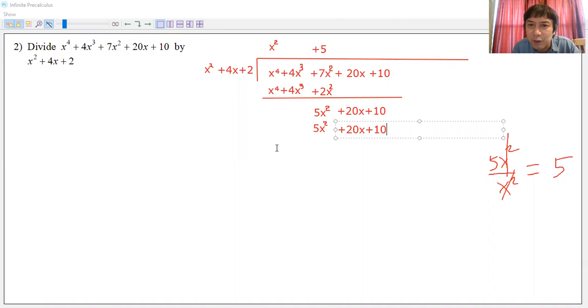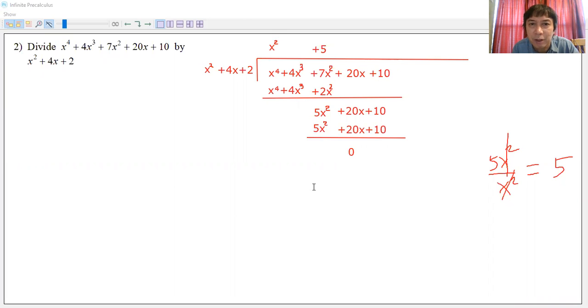And so we're now doing subtraction. When you do the subtraction now, it's 5x squared plus 20x plus 10 minus the same, 5x squared plus 20x plus 10, which clearly tells us it's a 0 over here. And that's it. We have a 0 remainder.